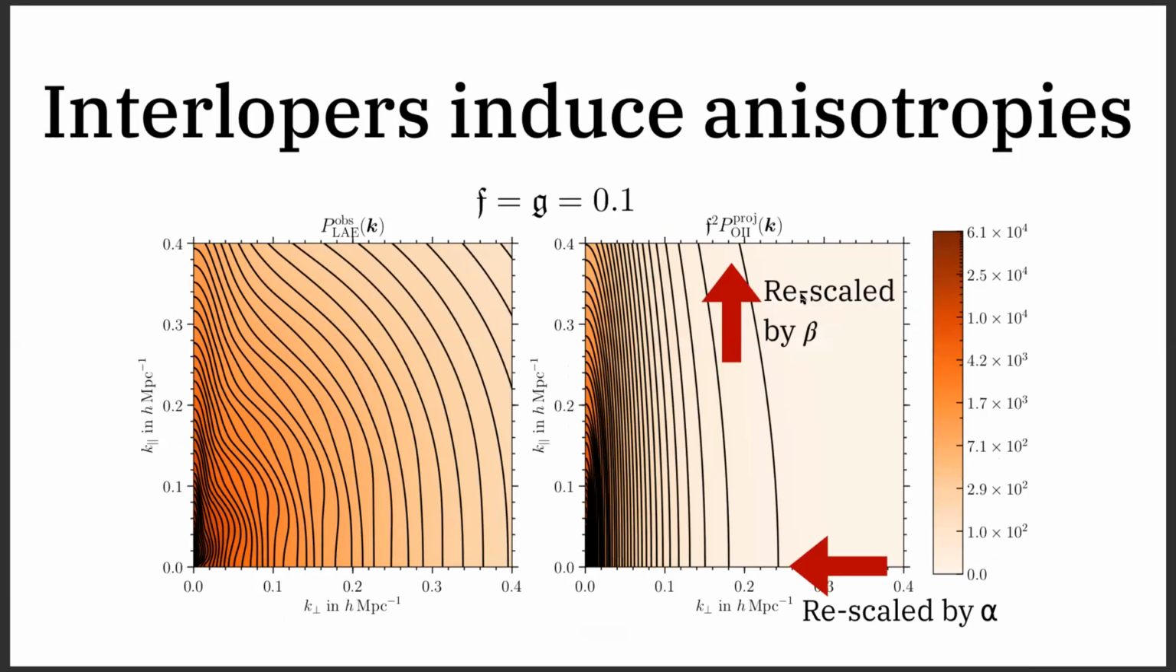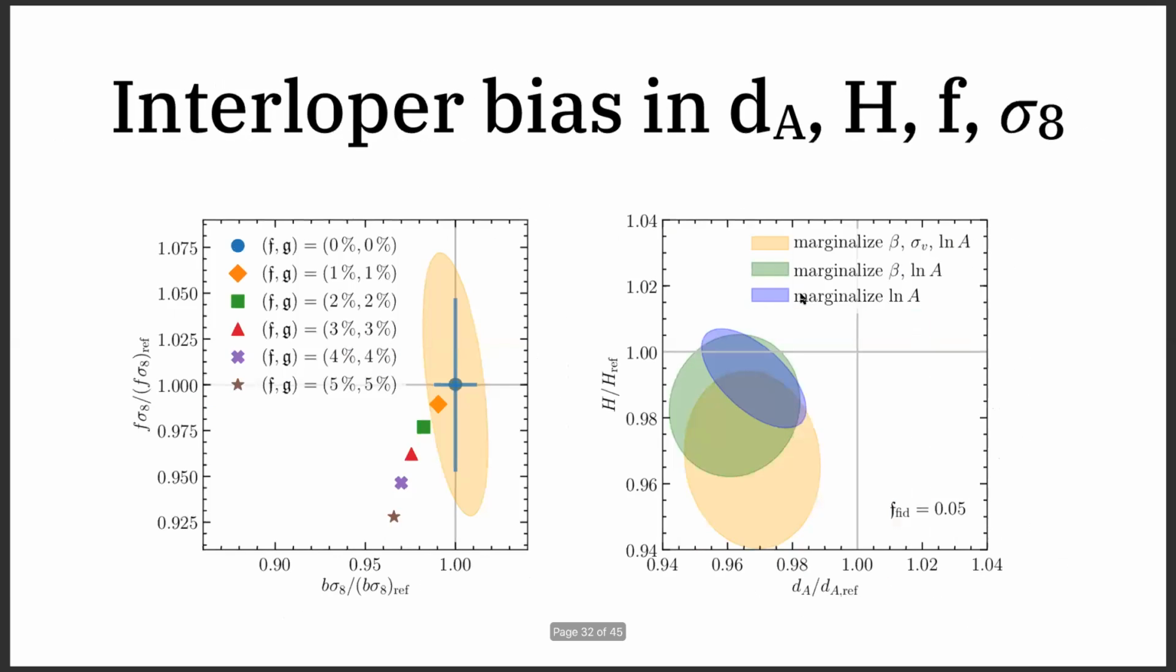So that is the observed LA power spectrum with 10% contamination. That has this weird signature at the lower K perpendicular values. That is due to the interloper. And if you measure redshift, if you do the redshift space distortion measurement, this will of course bias your measurement of F sigma 8. Okay, that's what happens as a function of contamination fraction. That is B sigma 8 and F sigma 8.